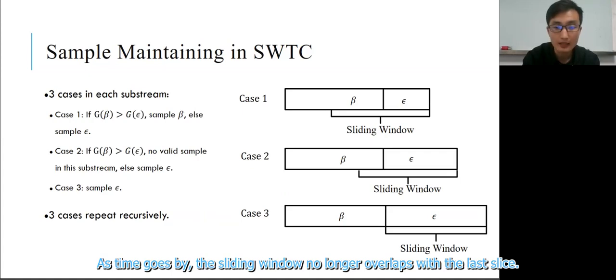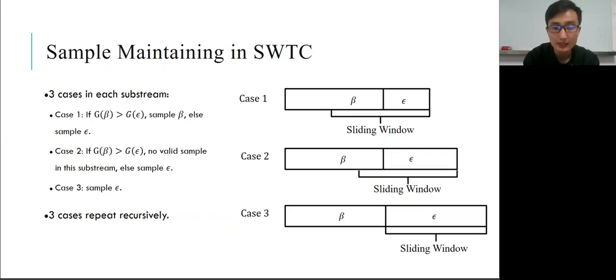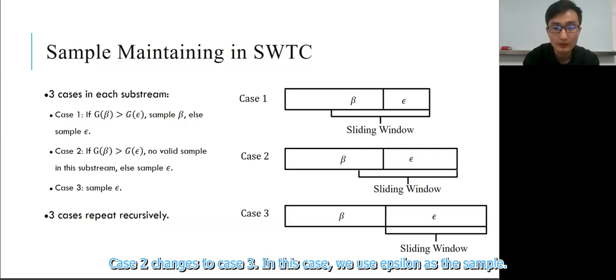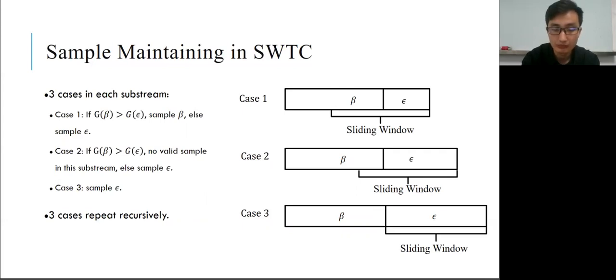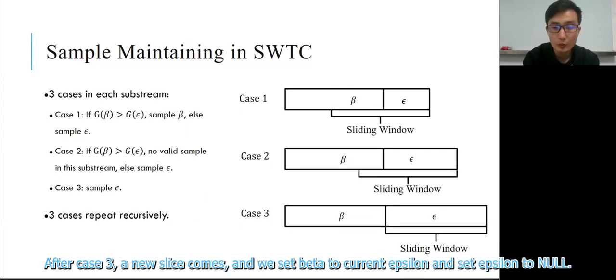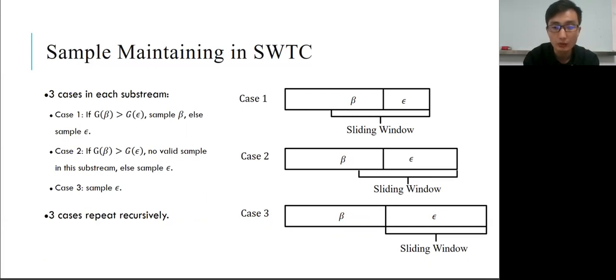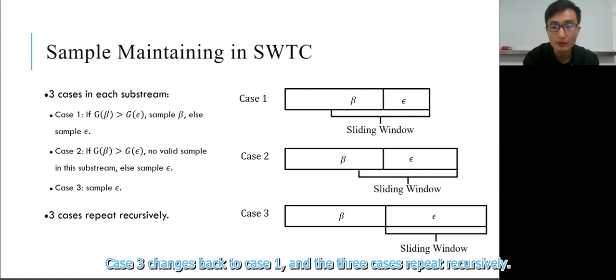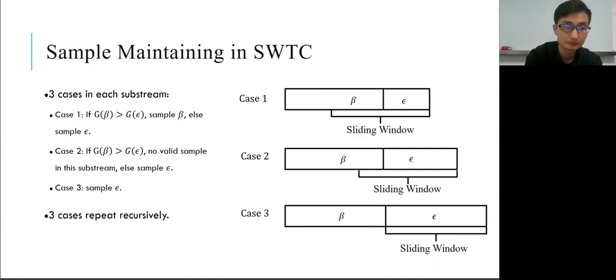As time goes by, the sliding window no longer overlaps with the last slice. Case 2 changes to case 3. In this case, we use epsilon as the sample. After case 3, a new slice comes, and we set beta to the current epsilon and set epsilon to null. Case 3 changes back to case 1, and the 3 cases repeat recursively.